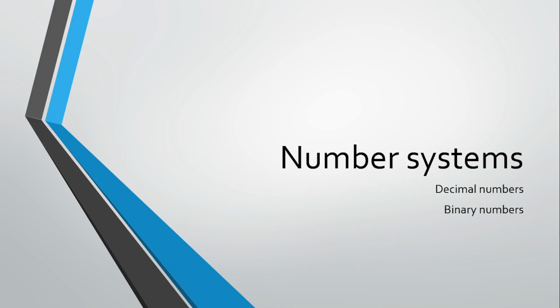So, from today, we'll deal with digital electronics. And as a beginning of digital electronics, we deal with number systems. So, today, we'll deal with the number system that we are familiar with, that is decimal number system, decimal numbers, and then the number system which is suitable for computers and digital electronic appliances, that is binary number system.